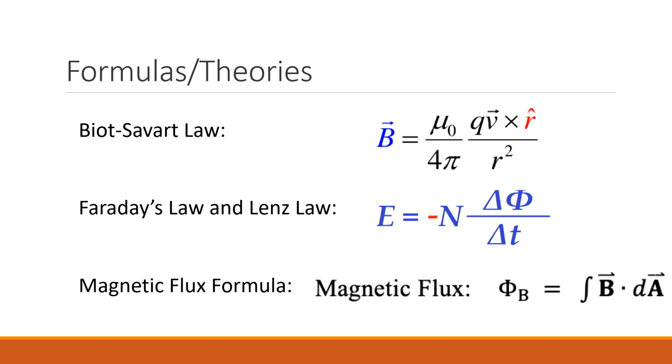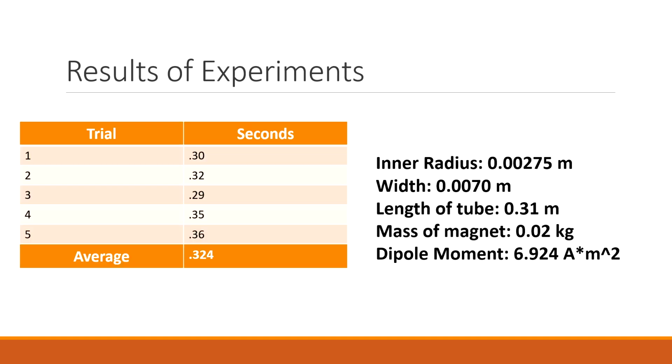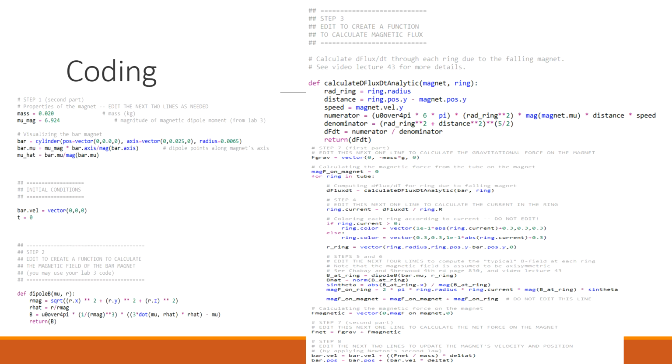Some of the formulas and theories we are using in this lab are Biot-Savart law, Faraday's law and Lenz's law, and the magnetic flux formula, with all the formulas to the right of them here. These are the results of the 5 trials in the experiment. We got an average of 0.324 seconds, and this is some of the information we use for the computational model coming up next in the coding.